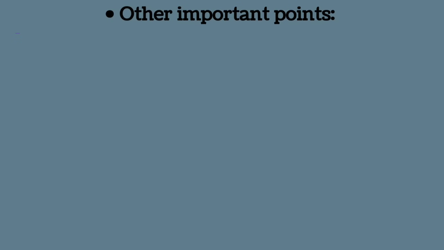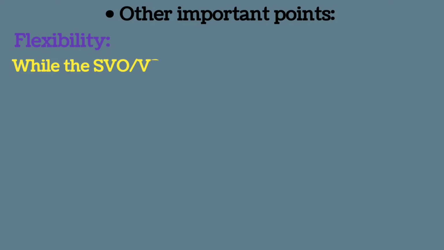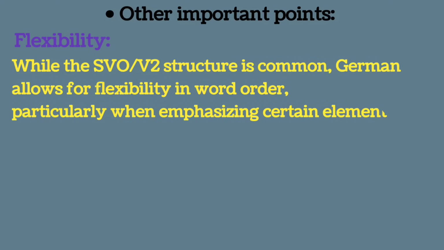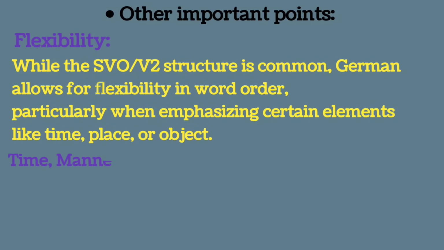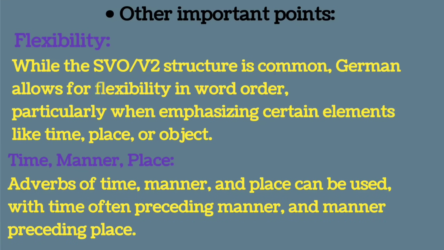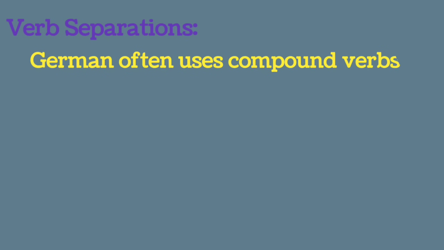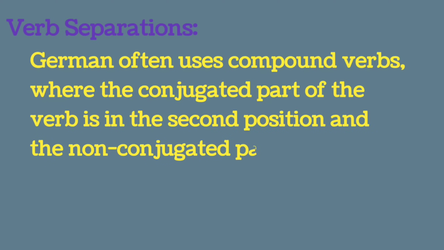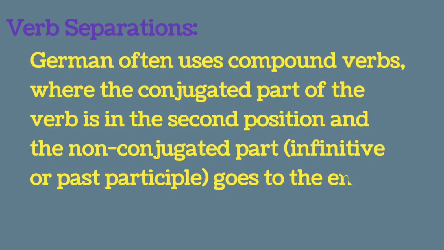Here are some important points. While the SVO-V2 structure is common, German allows for flexibility in word order, particularly when emphasizing certain elements like time, place, or object. Adverbs of time, manner, and place can be used, with time often preceding manner, and manner preceding place. German often uses compound verbs, where the conjugated part of the verb is in the second position and the non-conjugated part goes to the end of the clause.